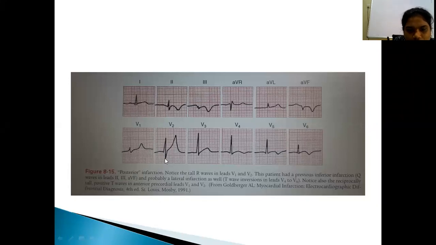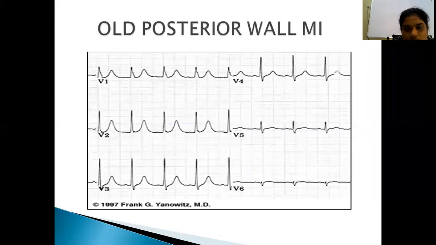Reciprocal changes we are able to see in V1 and V2. That is a positive T wave we are able to see in V1 and V2. This is the old posterior MI. So instead of Q waves, we'll be seeing the R wave here.